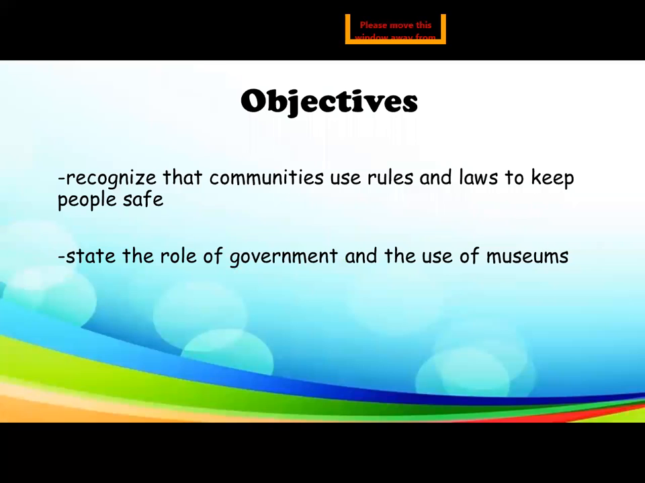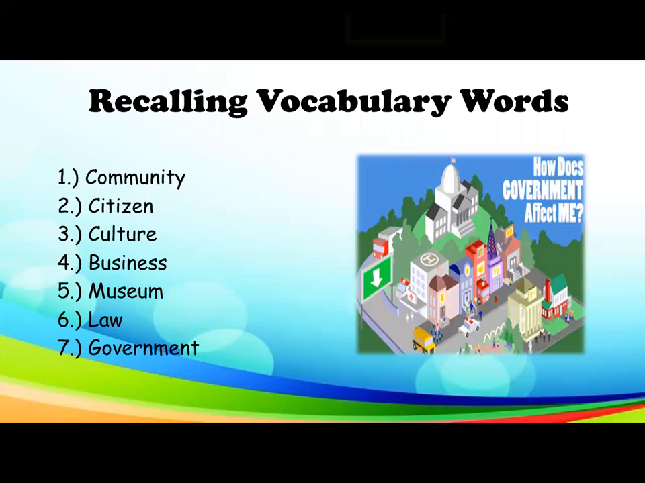Now, today, we're going to look at the following things. We're going to look into how rules and laws keep people safe. And then we're also going to state the role of government in making sure that there are rules and laws in place, and of course, the implementation of rules and laws as well. And we're going to see the use of museums. Well, let's get started. Now, let's recall a little bit from what we did last week.